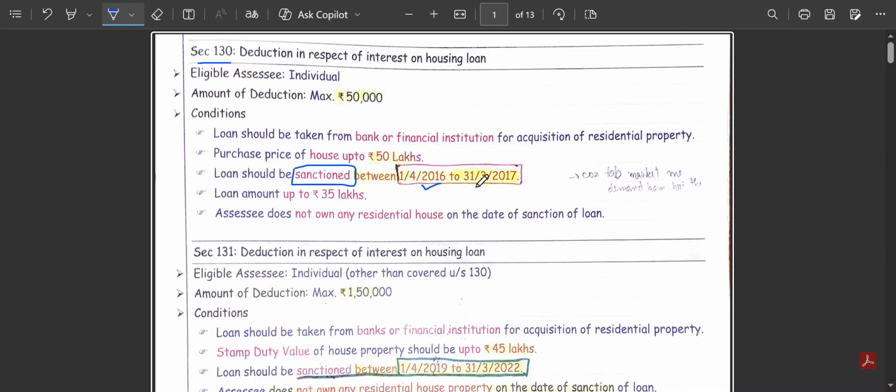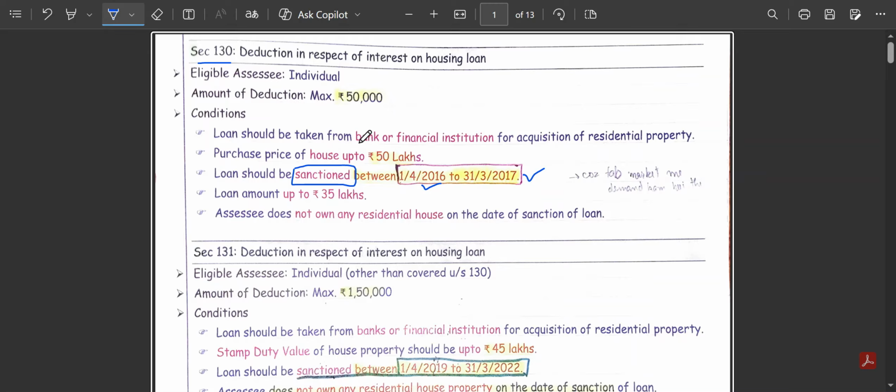This time period is there because at that time it was believed that the market was down. There was not much demand for houses, so this was kind of an incentive for people to purchase houses and take housing loans. So this is the first condition we will check, and this really narrows down a lot of the situations. Only a few situations would fit this condition.